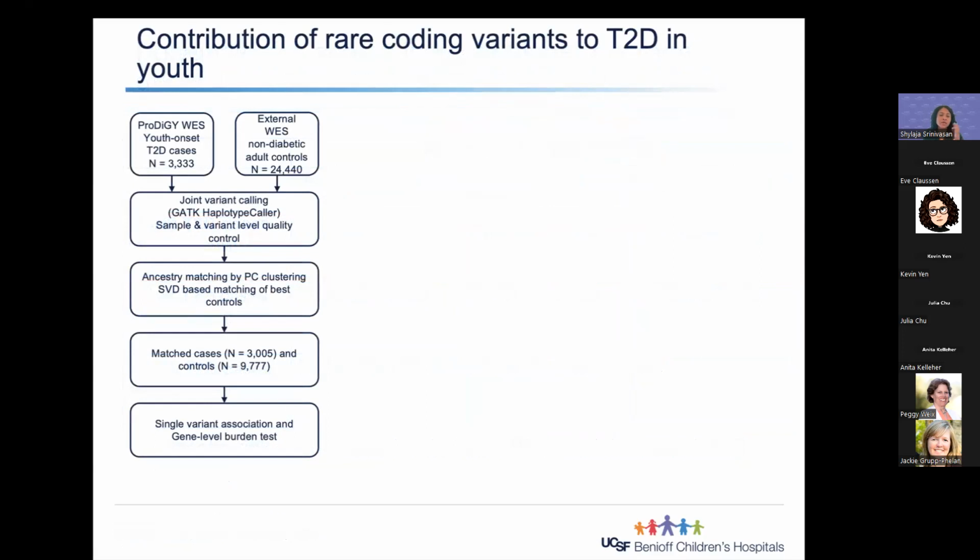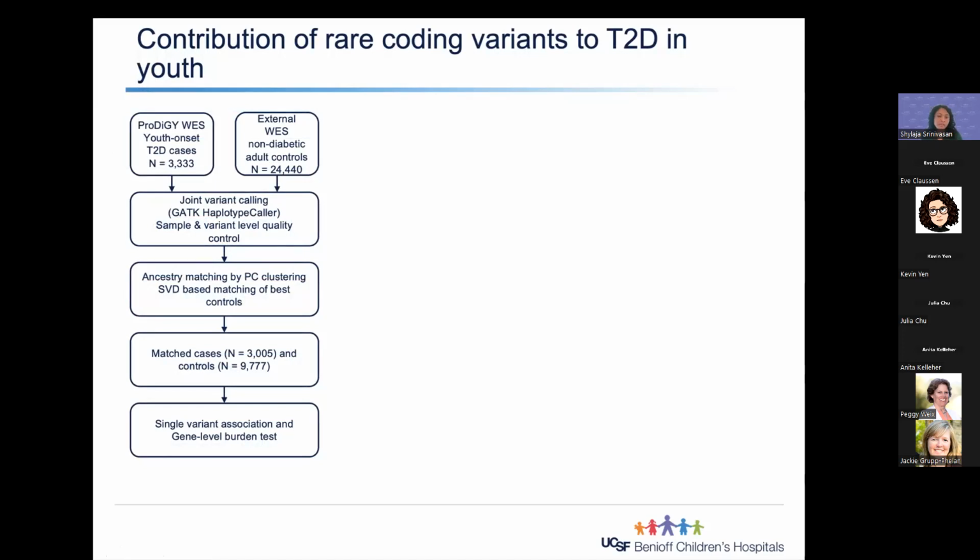So what I showed up until now is the common variant analysis, but we also have access to whole exome data in ProDIGY. So the question was, what is the contribution of rare variants, or coding variants, to type 2 diabetes in youth? We started off with whole exome data on 3,333 of our ProDIGY participants, and we had data from T2D genes on 24,000 adult controls.